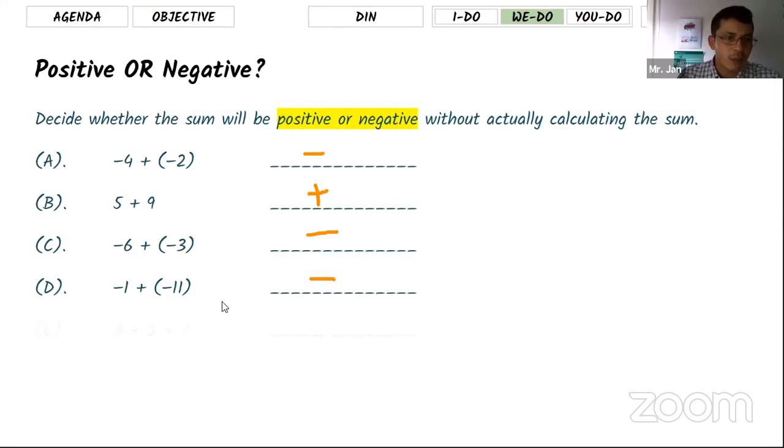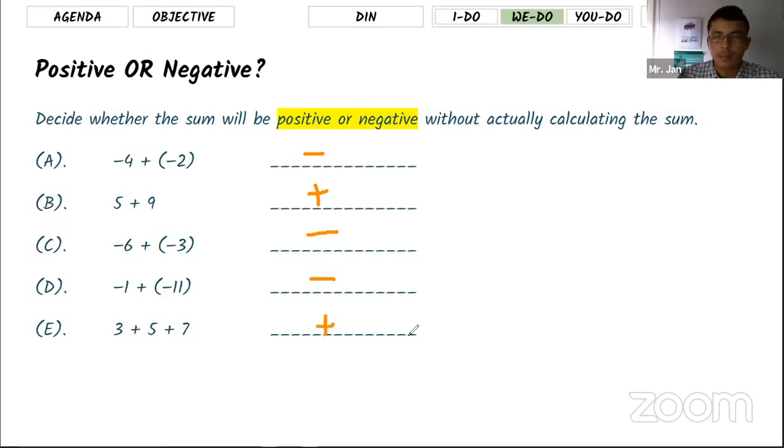And the last one, when you add 3 positive numbers, do you think the result is positive or negative? Positive. Yes, it is positive. Thank you. It doesn't matter how many numbers you add, but if you pay attention to each one of them, if the signs are the same, that means the result will always be positive. Thank you so much. Yes, it is.